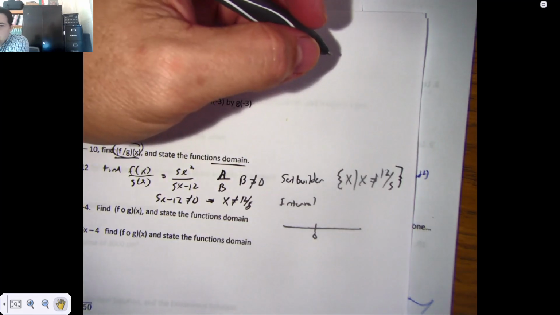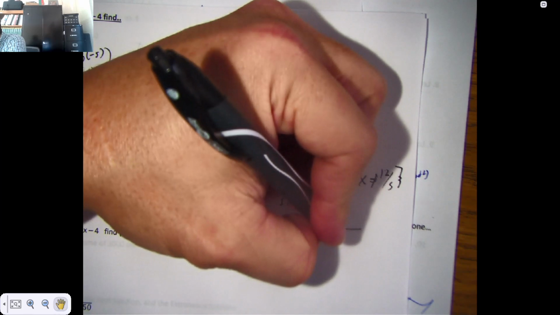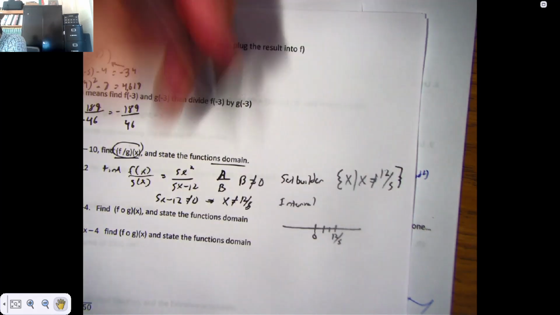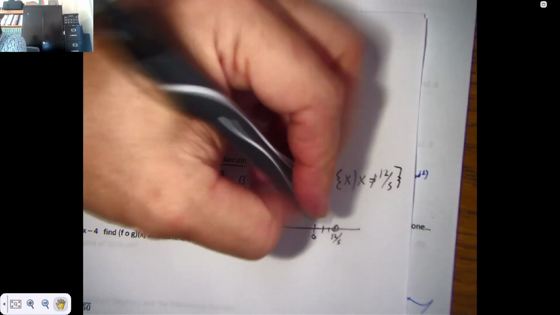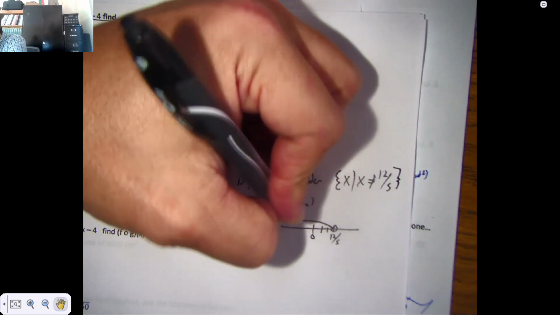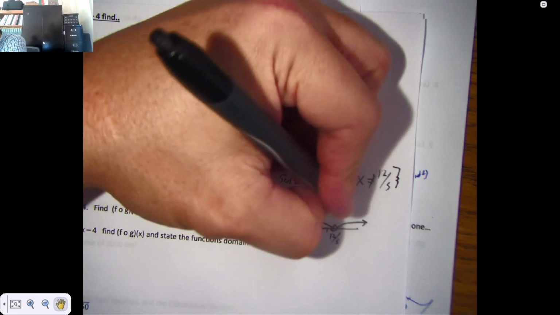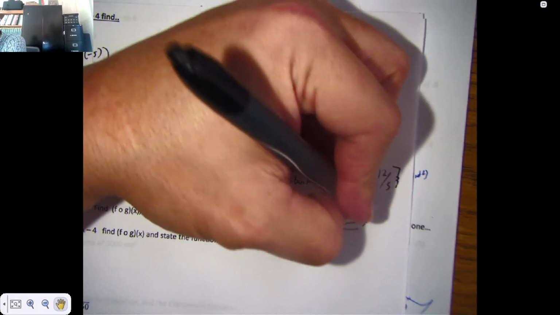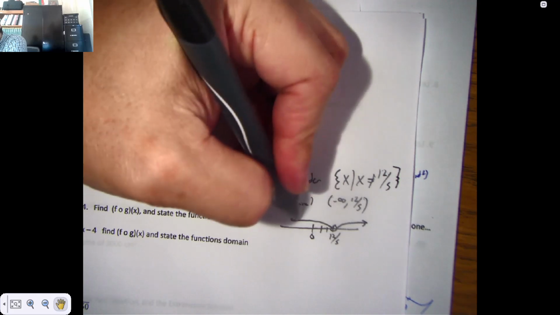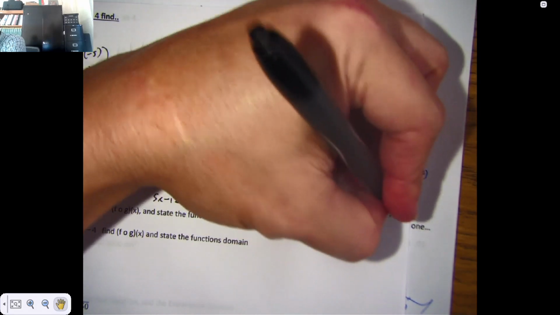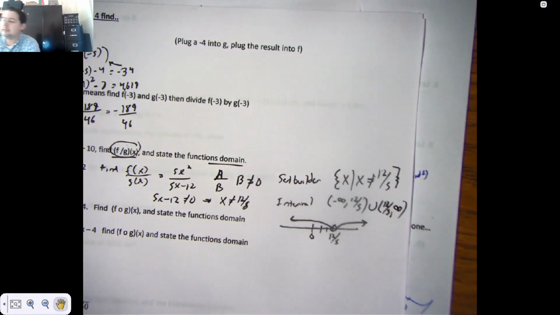12/5 is a little over 2. 1, 2, and here's 12/5. We have the not equal to symbol. I could be everything less, and I could be everything more. If I'm everything less than 12/5, I'm negative infinity. So here's the left interval. There's also a right interval that restarts at 12/5 and moves to positive infinity. So union with.